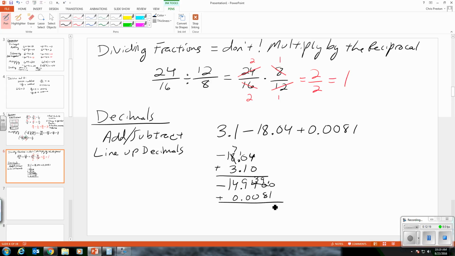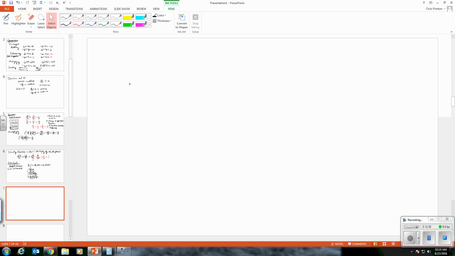So 1 from 10 is 9. 8 from 9 is 1. 0 from 3 is 3. 9, 14, negative 14.9319. So adding and subtracting, got to do the place value. Again, I would just use a calculator for this, but just kind of a reminder, reviewing arithmetic.